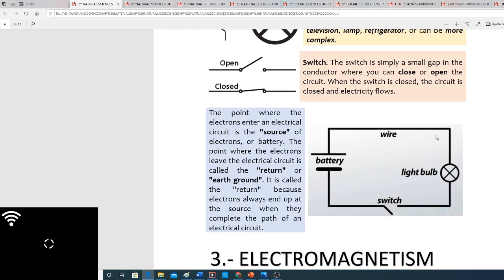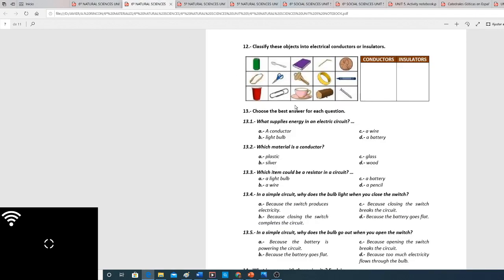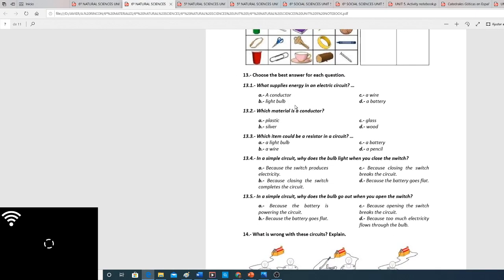And this is a very simple circuit. So the battery, wire, the light bulb or the resistor, and the switch. In this case, the circuit is not closed. It's open, no electricity. And remember, the long terminal is the positive pole, and the short terminal is the negative pole. With that in mind, you have here another exercise.